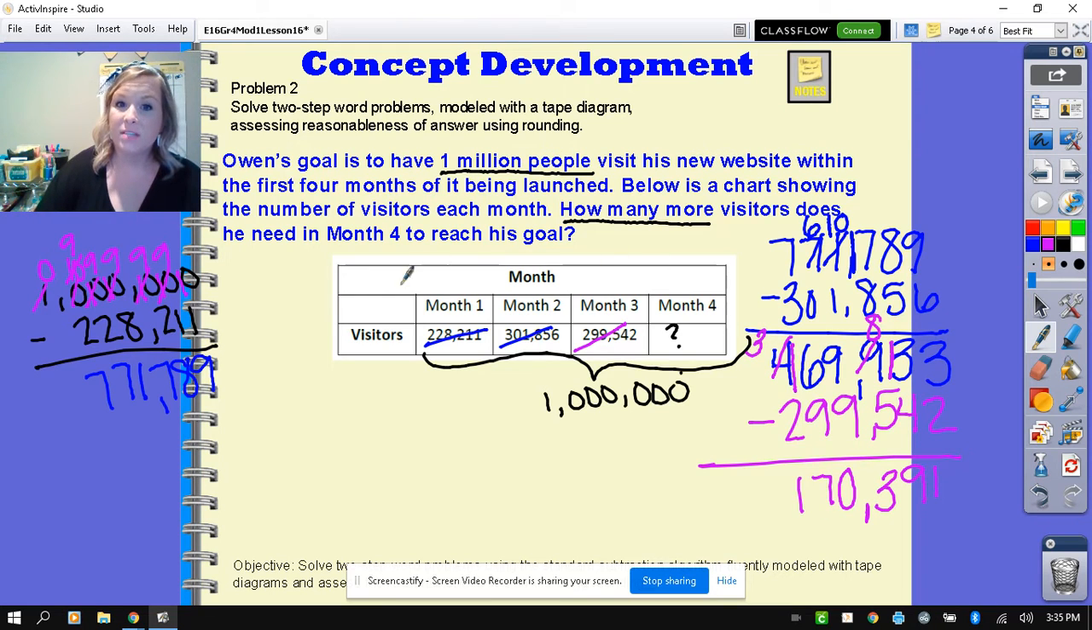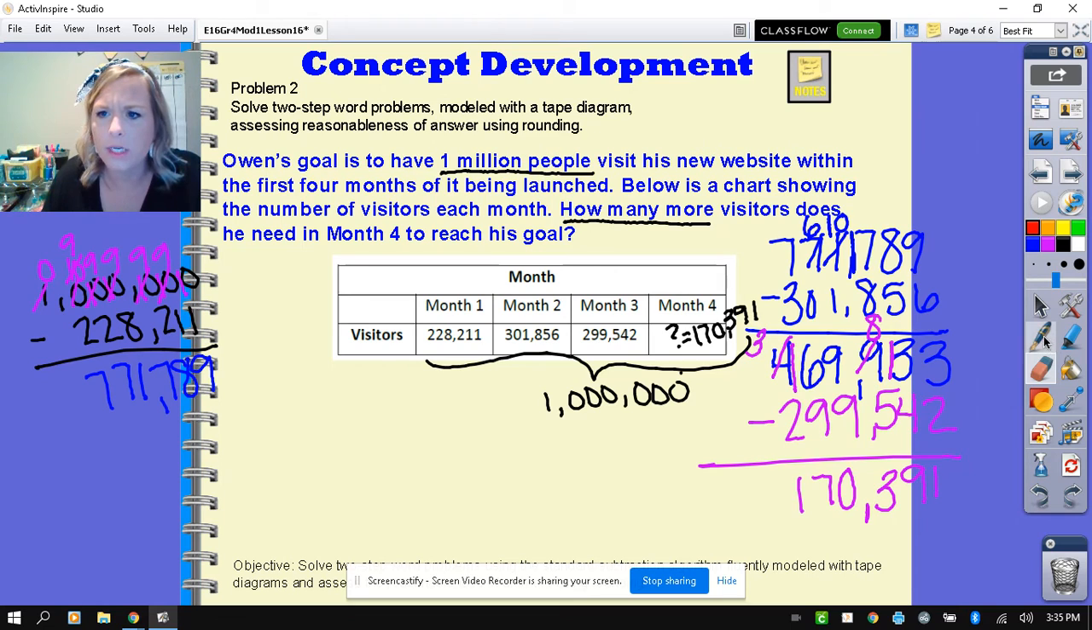Whew. So it's actually a 1, 2, 3 step problem so far. So hopefully month 4 should equal 170,391. What I'm going to do is go back and check reasonableness with rounding. Let's do it in red. So when we're here, 1 million's already rounded. I'm going to round the rest of these to their nearest 100,000 place value, and then we'll subtract them to make sure we're kind of on board.